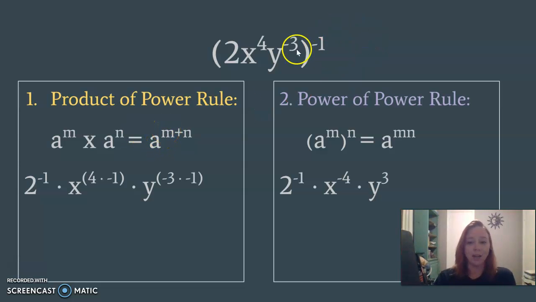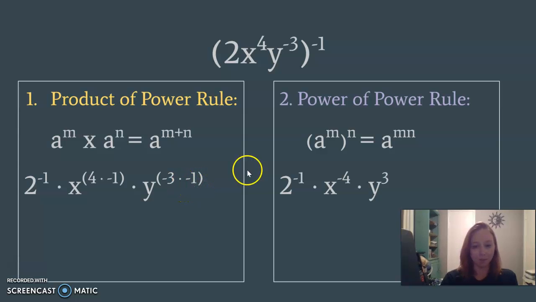So we're going to take our negative 1 and distribute that to each term. So we'll take 2 to the power of negative 1 times x to the power of 4 times negative 1 times y to the power of negative 3 times negative 1.